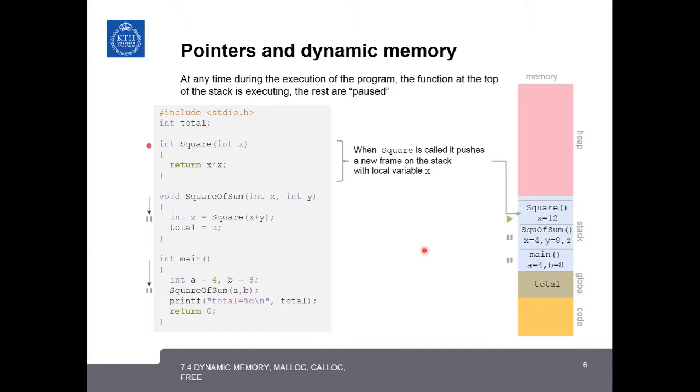At any time during execution of the program, the function at the top of the stack is always the one executing. Here now, we've proceeded into square of sum and we've encountered the function square. So the square of sum function is paused, and now we've moved up to the function square, which passed the variable 12 as the input integer x, and square will return 12 times 12, or 144.